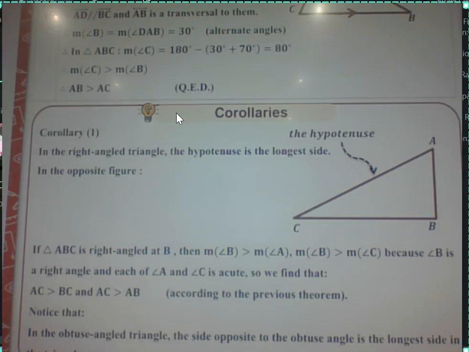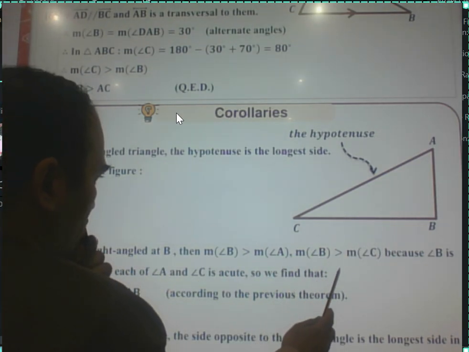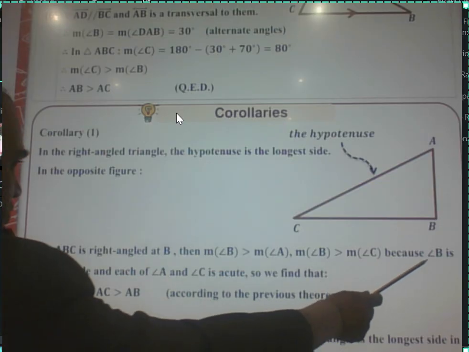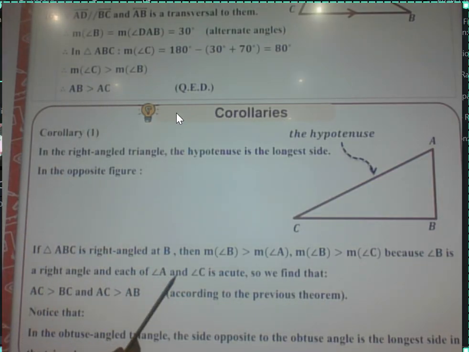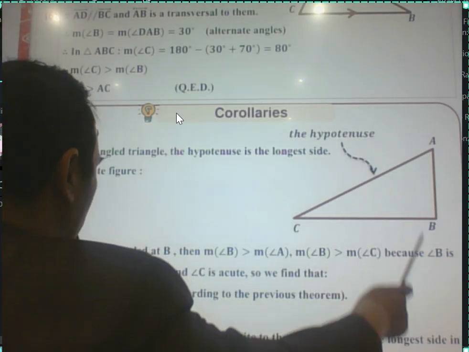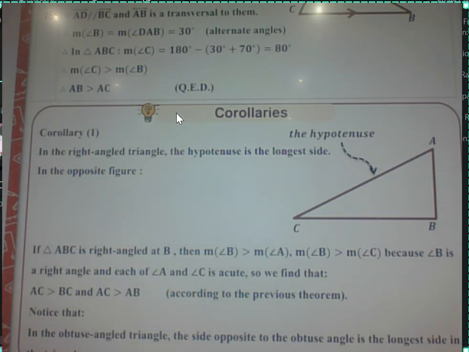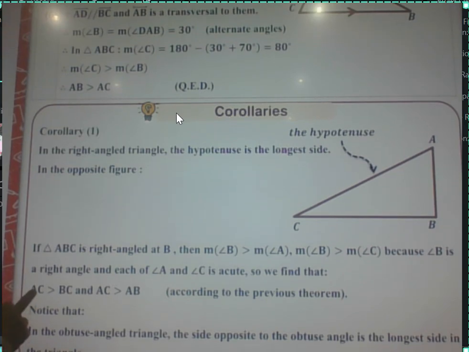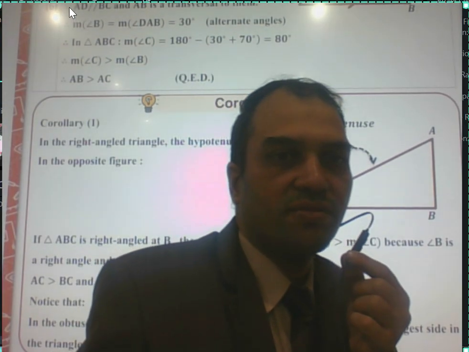If triangle ABC is a right angle triangle at B like this, the measure of angle B is greater than the measure of angle A, and the measure of angle B is also greater than the measure of angle C, because angle B is 90 degrees, a right angle, and each of angle A and angle C is acute. So we found that AC is the greater side. AC here is greater than CB, and AC is also greater than AB, according to the previous theorem, okay? Notice that in an obtuse angle triangle, the side opposite to the obtuse angle is the longest side in the triangle. Okay, listen to me about the next question.